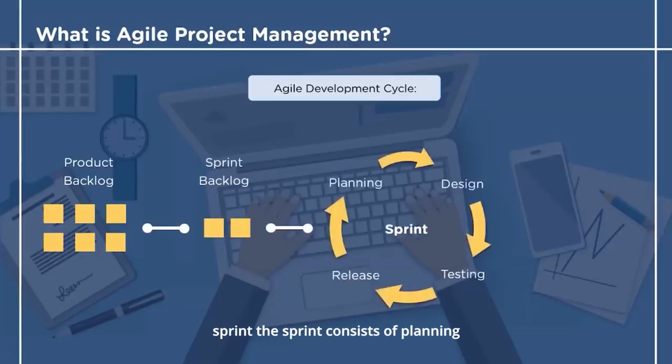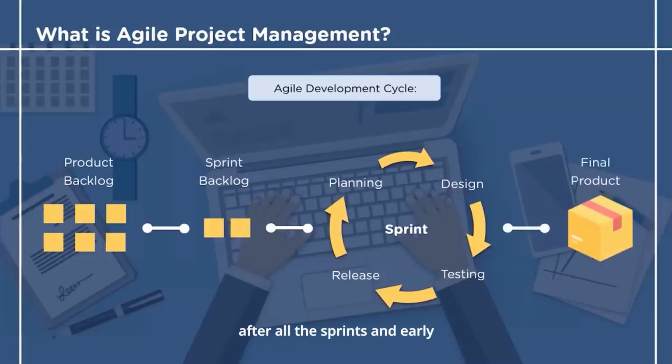The sprint consists of planning, designing, execution, testing, and deployment stages. And at the end of each sprint, a mini project is delivered. With every sprint, new features are added to the product, which plays a significant role in the overall project growth. After all the sprints and early validation in the development, the final deliverable has fewer chances of failure.